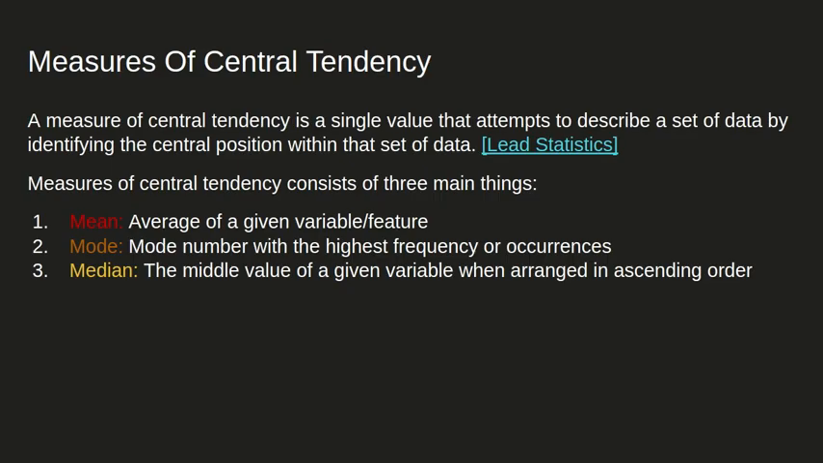So let's look at the measures of central tendency. A measure of central tendency is simply a single value that attempts to describe a set of data by identifying the central position within the data set. I got this definition from this website called Lead Statistics, and they have a very good explanation and article about what measures of central tendency are.